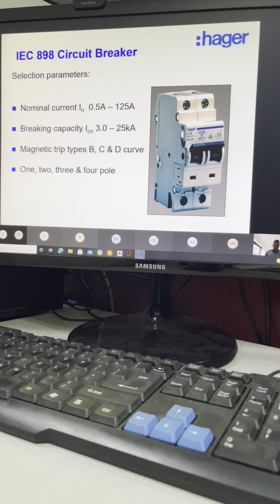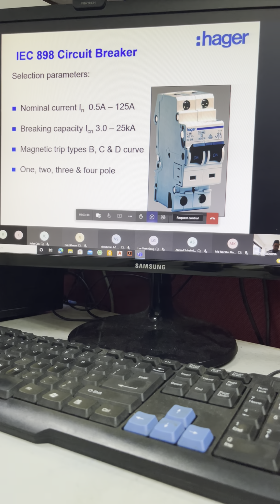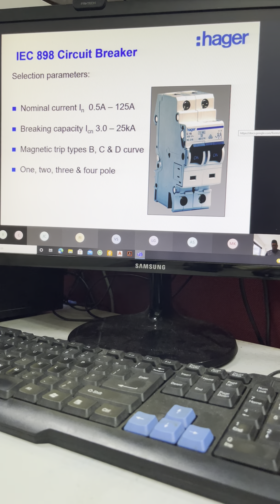So that is why it is very, very important for us in the design to calculate the PSCC. How far we are from the transformer and what is the PSCC at the secondary winding of the transformer. So all this has to be calculated to come up with the PSCC at the point of the breaker installation.